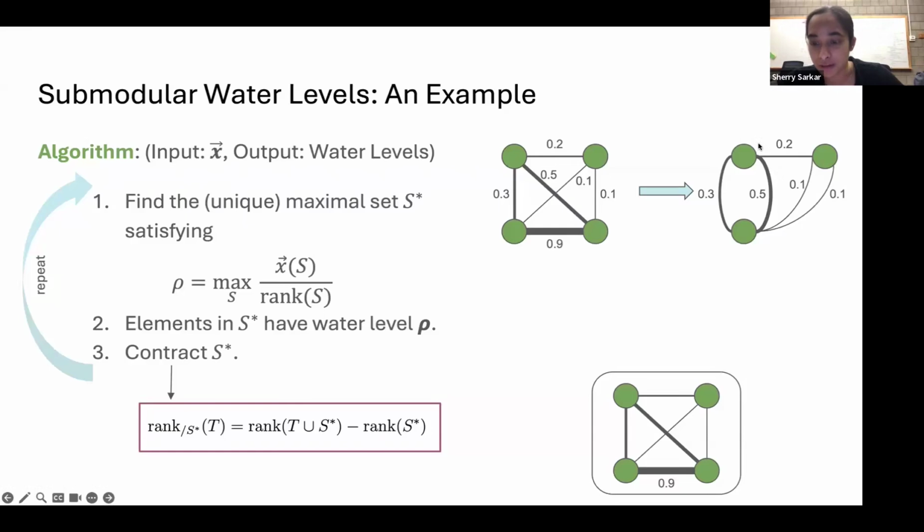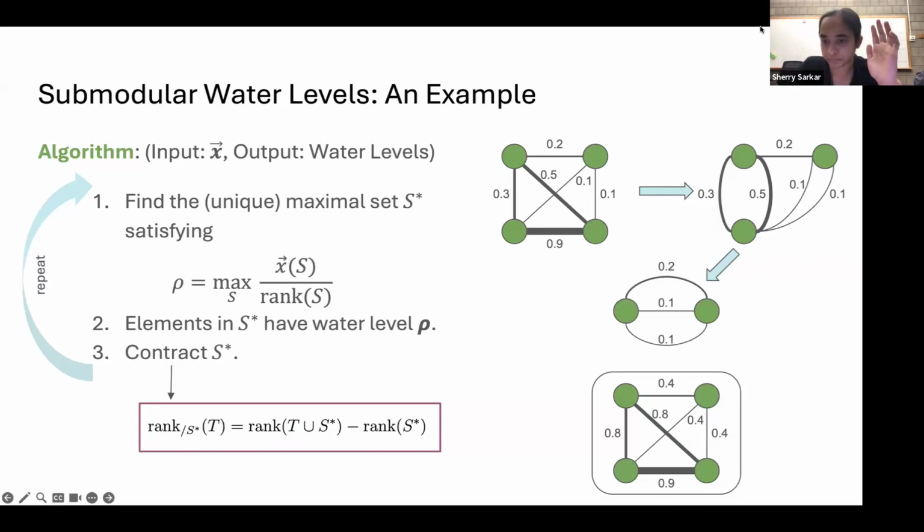Okay, so that means that both of these edges get a water level of 0.8. We again contract. Turns out the rest is the next maximal set S star, and again, we get 0.4. So this is how you make the water levels for just the specific graphic matroid case.